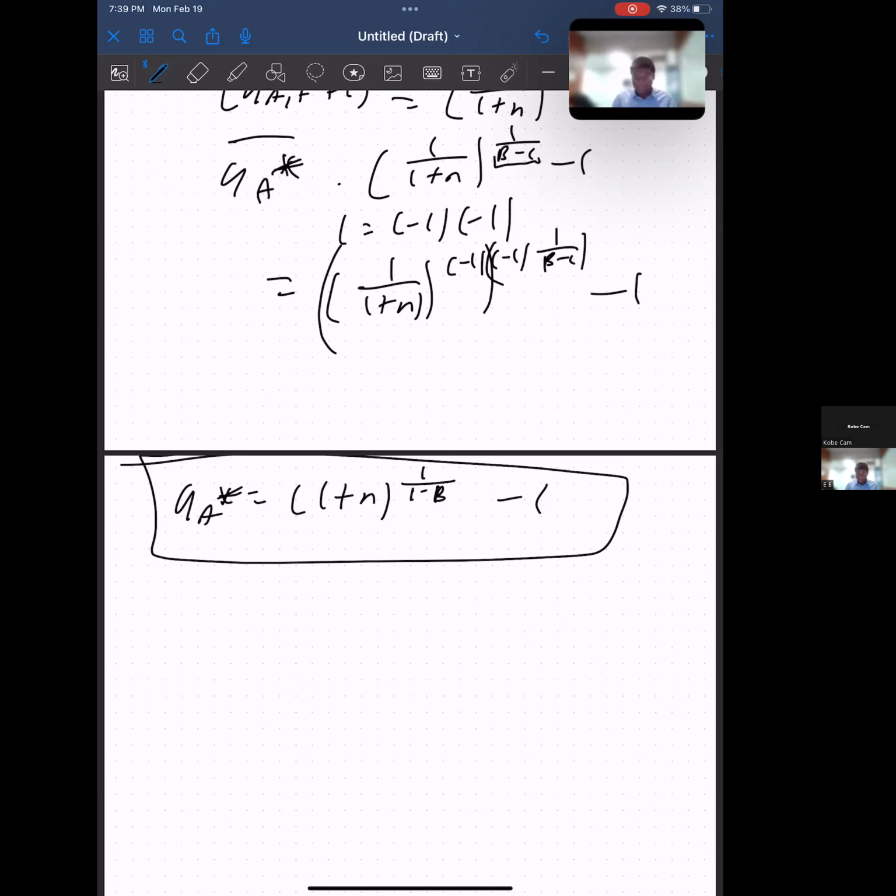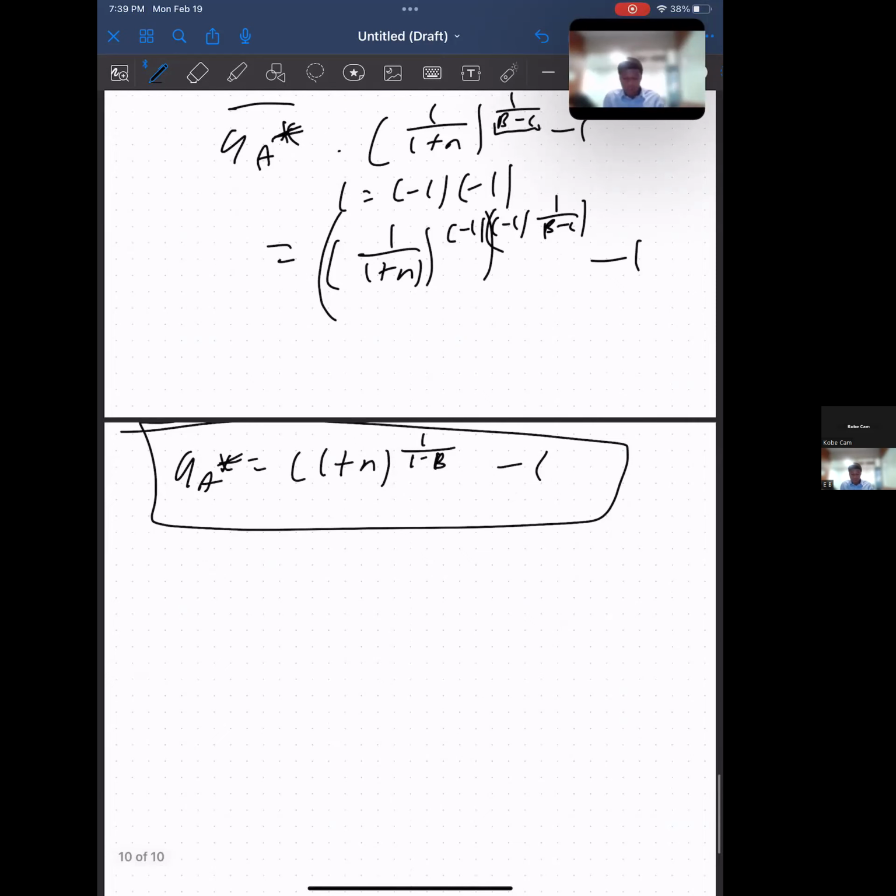Okay, so beta is important to it, because beta is in the equation, but B is not. B is not in the equation, so B is not important.